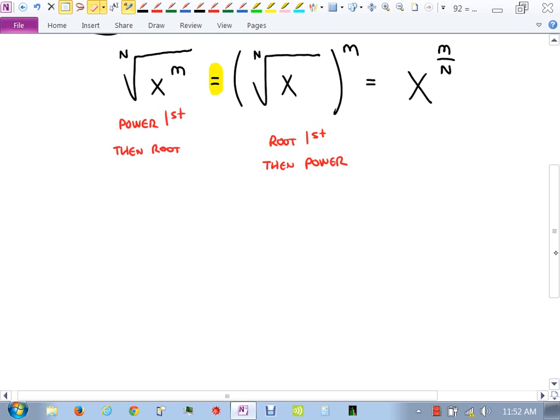Now, I think that should take care of most of what I'm going to ask you to do for homework on numbers. But let's see how rational exponents work with variables. Okay. I think I'll start a new page. Rational exponents with variables.